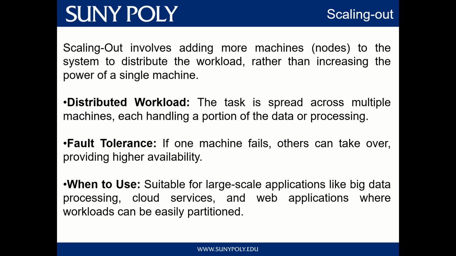Now, let's go into detail with scaling out, or horizontal scaling. Here, it involves adding more machines or more nodes to the network. So we are going to distribute the workload here. The tasks are spread across multiple machines. This is a nice property because now we have fault tolerance: if one machine fails, then since we have a network, other machines can take over and the system can keep working.